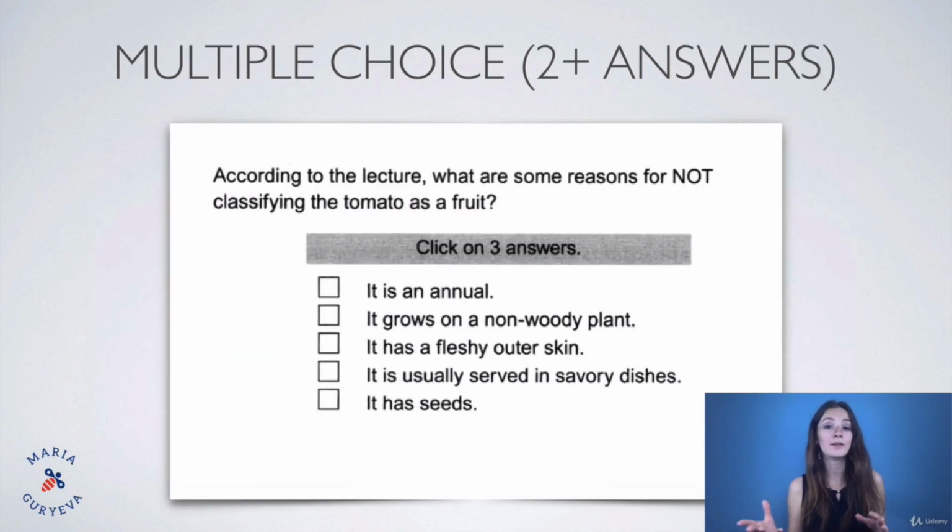Sometimes you have other multiple choice questions when you have 2 or more answers. So for example, like here, according to the lecture, what are some reasons for not classifying the tomato as a fruit? And you have 5 answer choices here and you need to pick 3 of them. So this is a multiple choice with 2 or more answers, right? So this is a question with 3 answers that will work. So sometimes you will have such questions when you need to pick more than one answer.